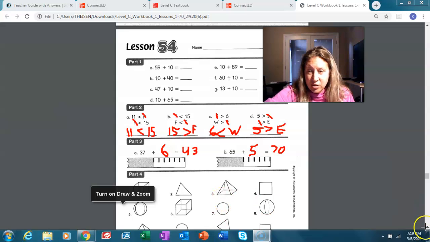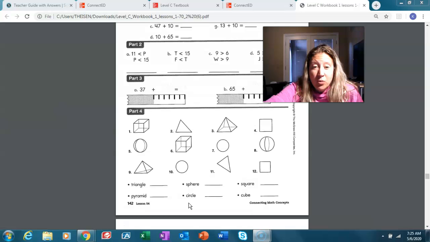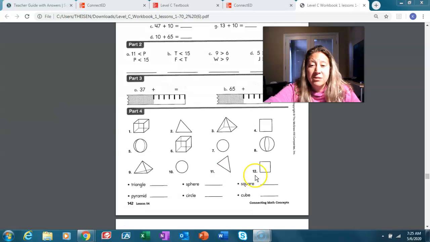We are going to go on to the next part here. And for part 4, we are going to review the geometry. So if you can touch number 1, what shape? Cube. Number 2, triangle. Number 3, pyramid. Number 4, square, rectangle. Number 5, sphere. Number 6, cube. Number 7, circle. Number 8, sphere. Number 9, pyramid. Number 10, circle. Number 11, triangle.